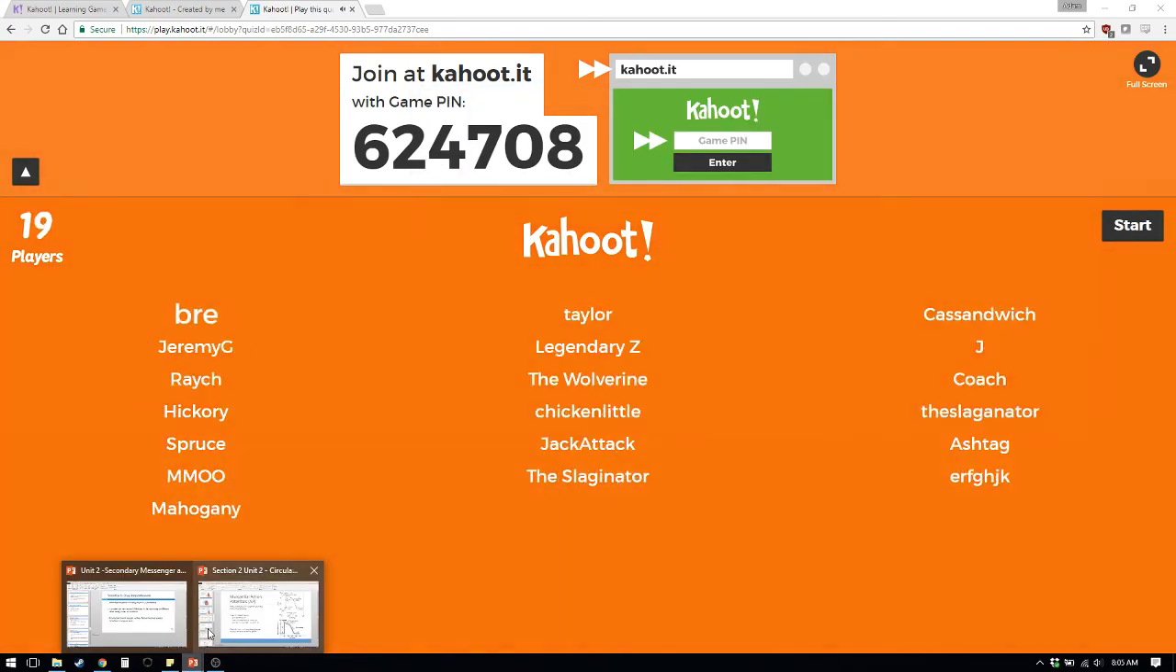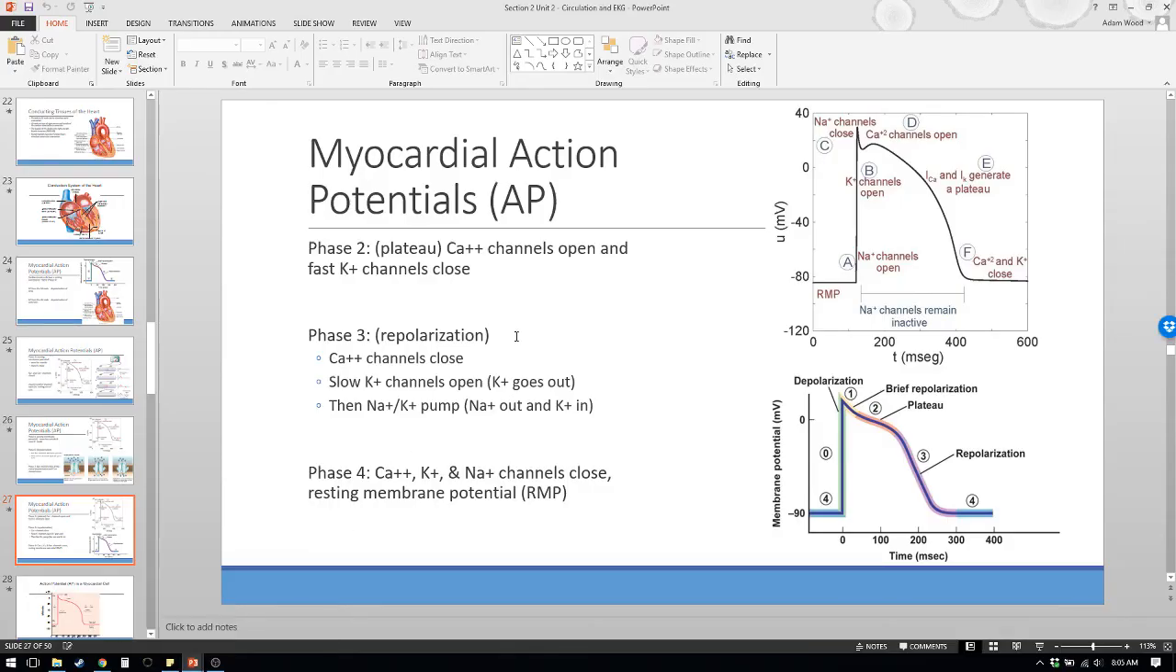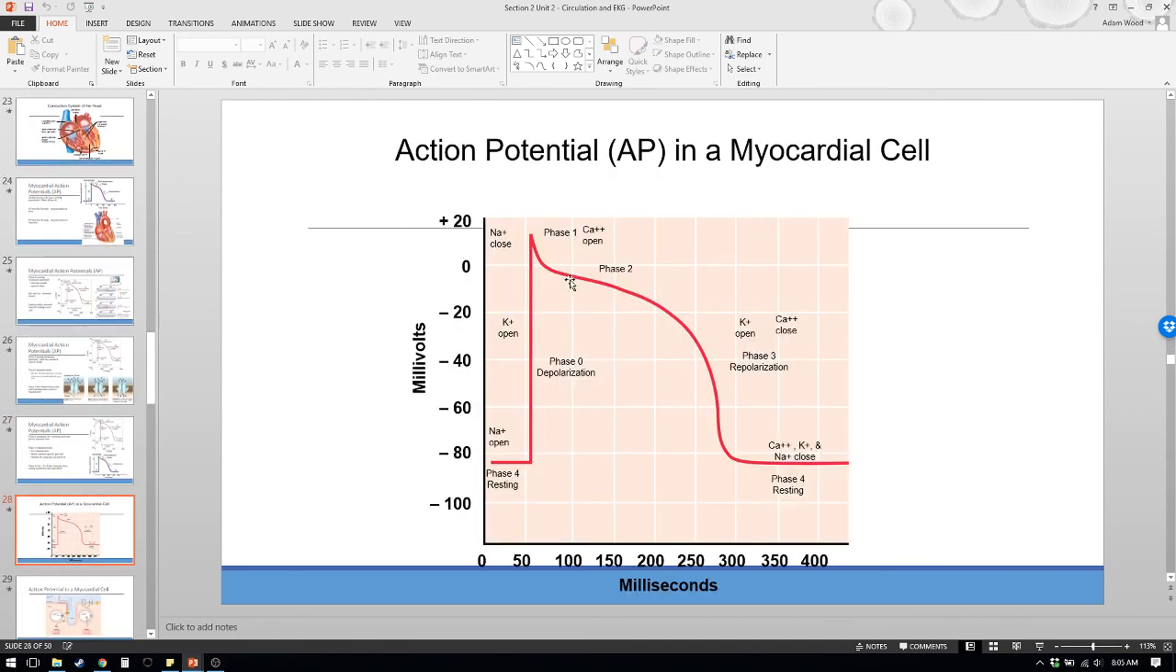Okay, so there's a question that came up, and people were confused. They said, well, why is it that when you have these calcium channels open up, oh, that's the best slide to show it. Yeah, here. Looking at this, if you just have straight up calcium channels opening up, how come you don't have this voltage continue to increase, right? So there's obviously some sort of counterbalance happening here.